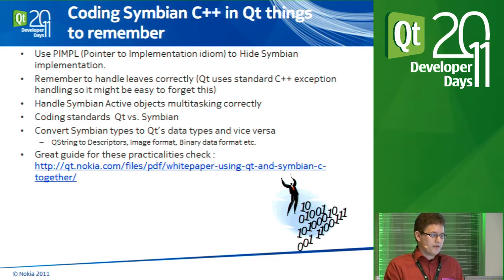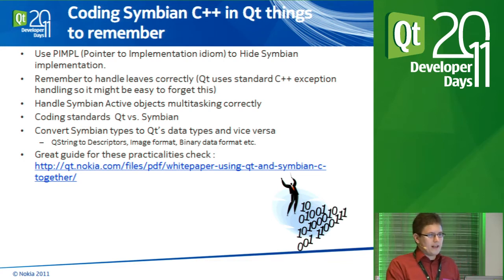Using the pointer to implementation idiom or pattern is a very good idea. You want to hide the Symbian implementation as well as possible from the actual Qt code, which is cross-platform code, and the Symbian code is only for the Symbian platform.